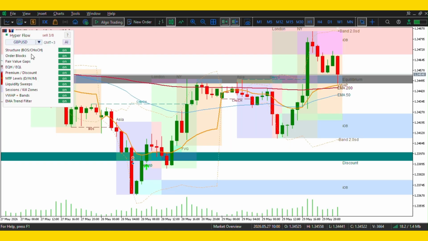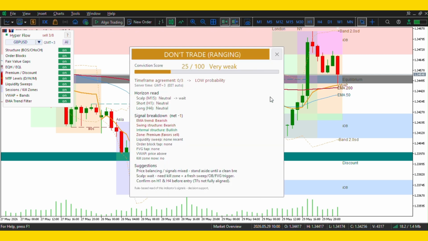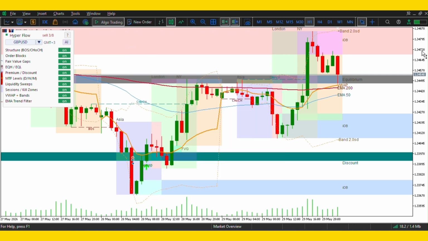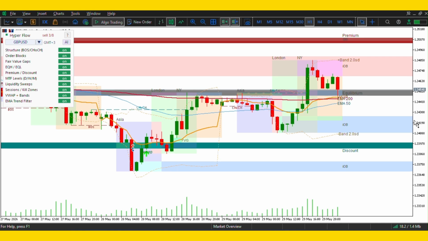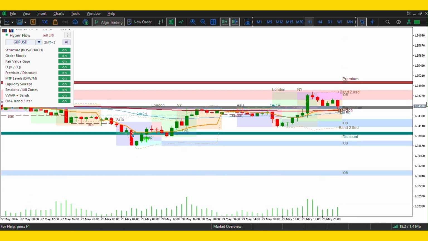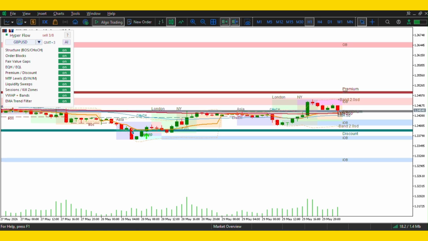Let's continue exploring. I don't want to make this complicated. Here you can see the order blocks and their size. The size matters because it represents areas where buyers and sellers were active.